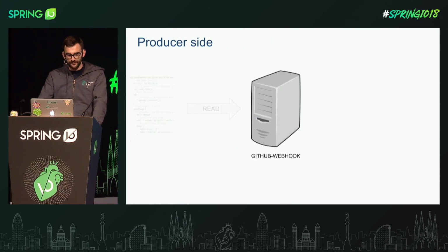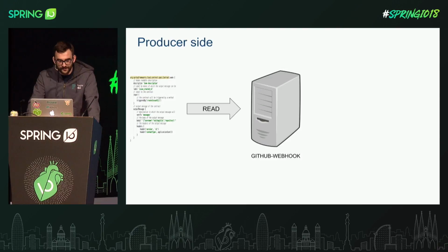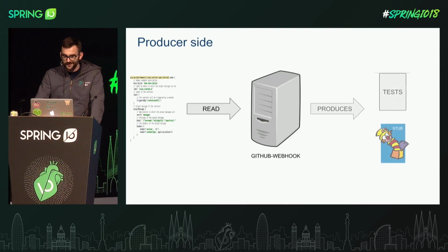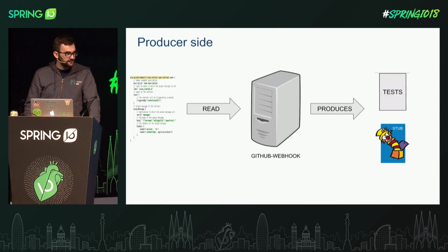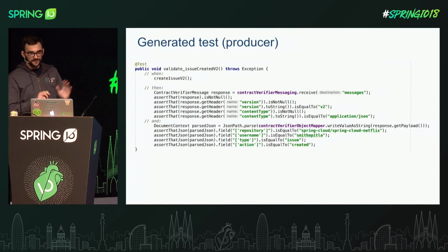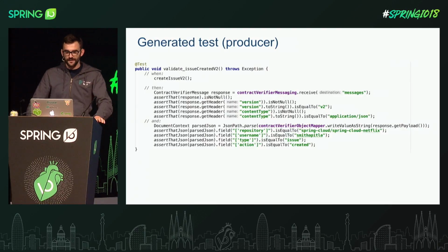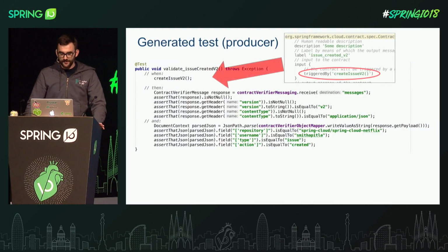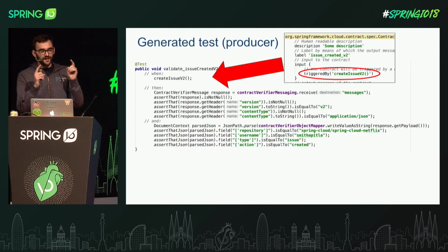So what's going to happen is, the contract is going to be read by a Maven or Gradle plugin. Tests and a stub will be generated. So this is the generated test. A human didn't write it. It's generated. And now, in the contract, we had triggered by on the input side.